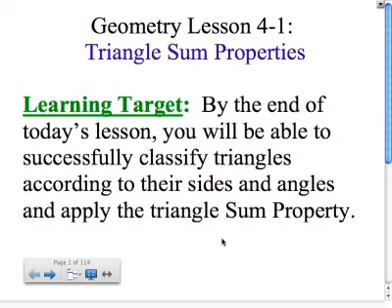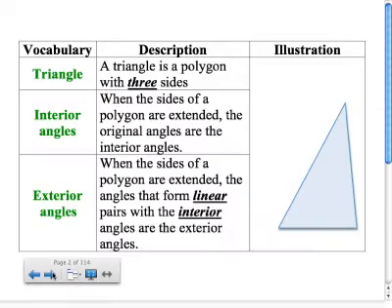In Chapter 4, we're going to look at triangles, and in particular, we're going to look at congruent triangles. But before we do that, we need to look at some basic properties and ideas that we're going to utilize throughout this chapter. So first of all, remember what a triangle is. I think we all know that a triangle is a polygon with three sides.